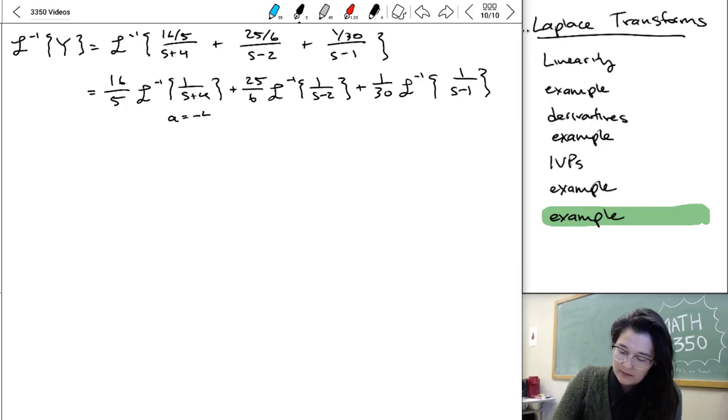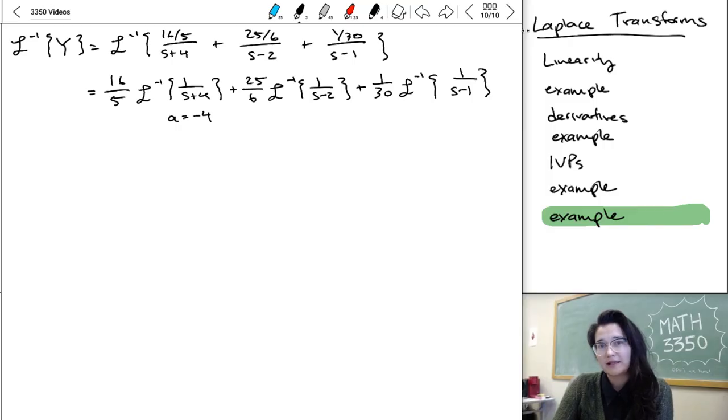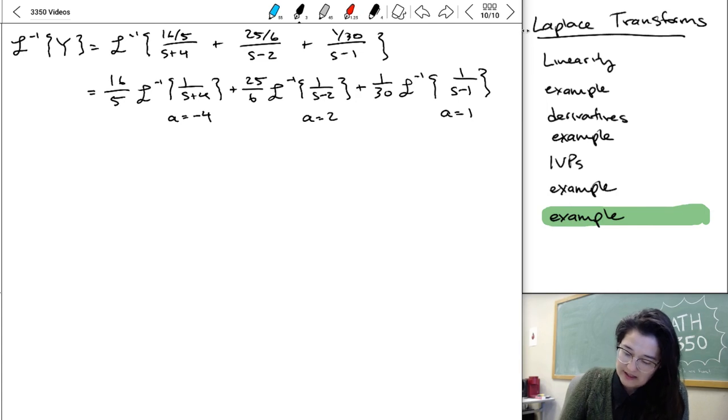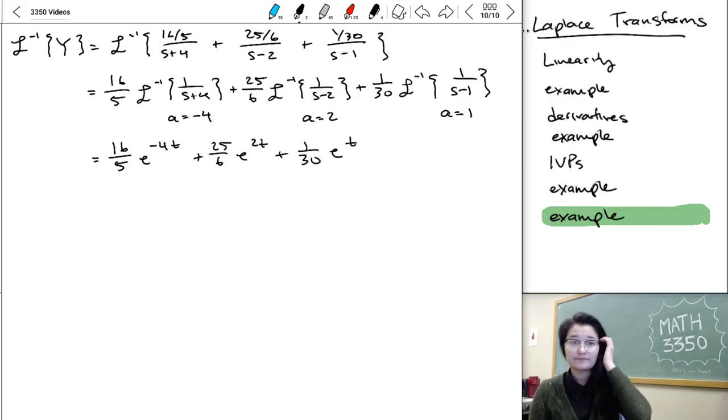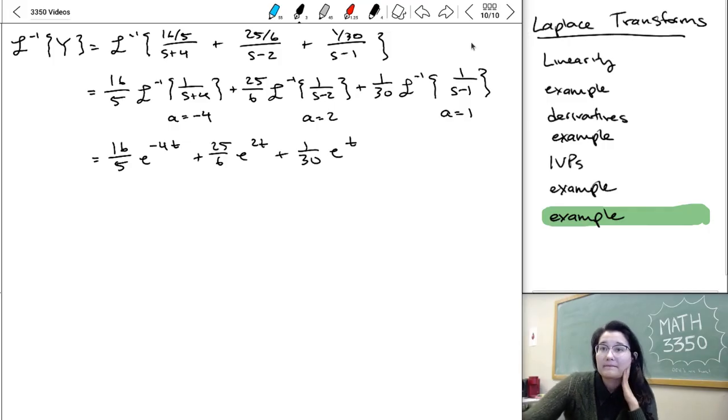Then plus 4 means a is minus 4, minus minus gives me plus. Minus 2 means a is 2, and minus 1 means a is 1. So then just taking these inverses, I've got 16 over 5 e to minus 4t, plus 25 over 6 e to 2t, and 1 over 30 e to t. And that's the solution. I'm going to pause for a second for people to catch up writing, and then I just want to talk about the types of terms we're seeing here.